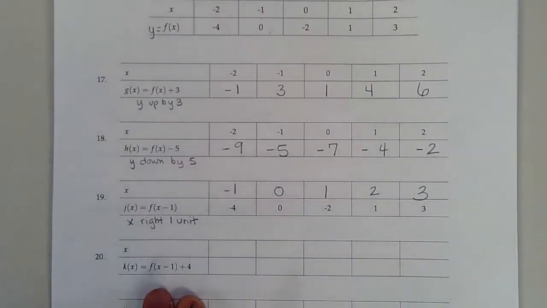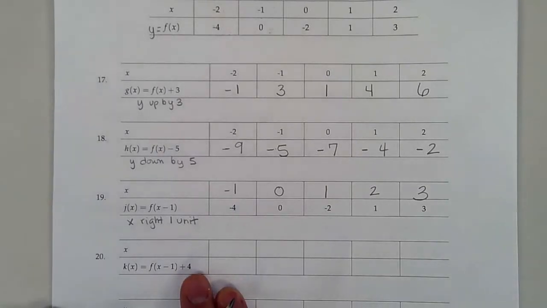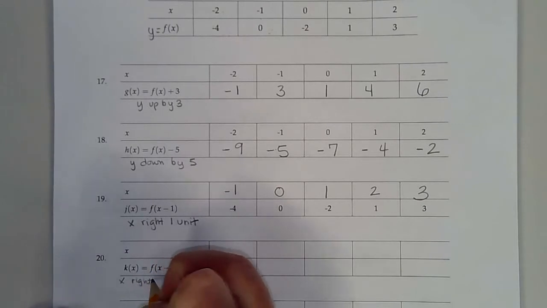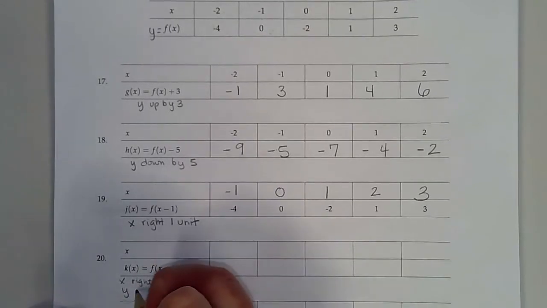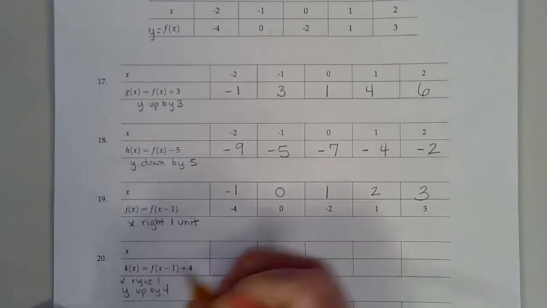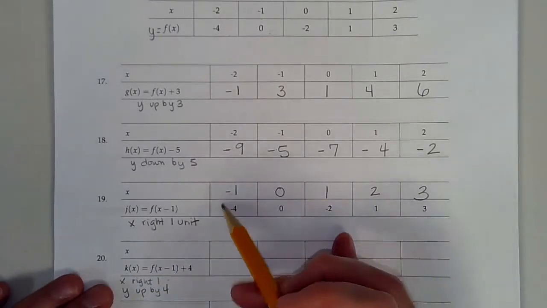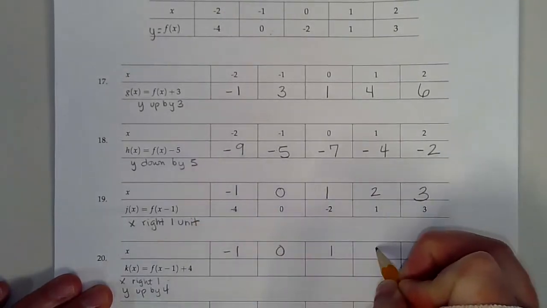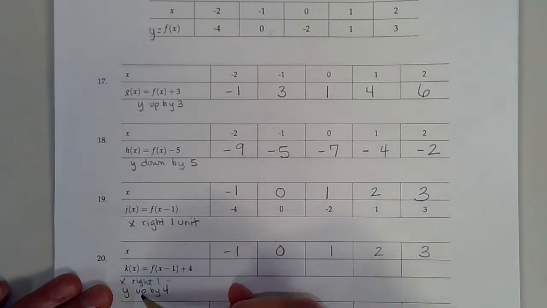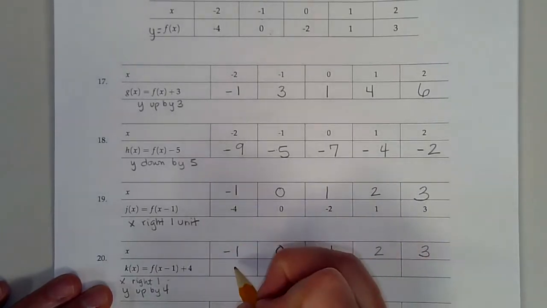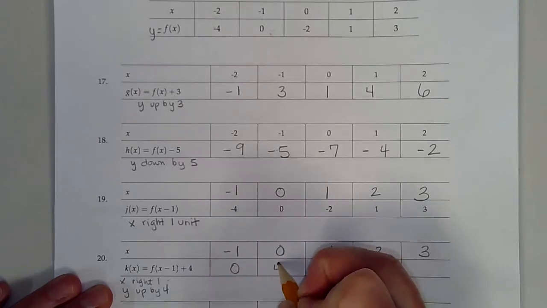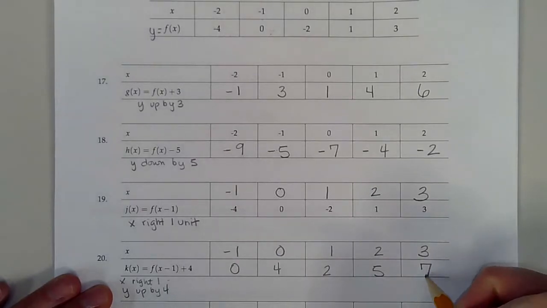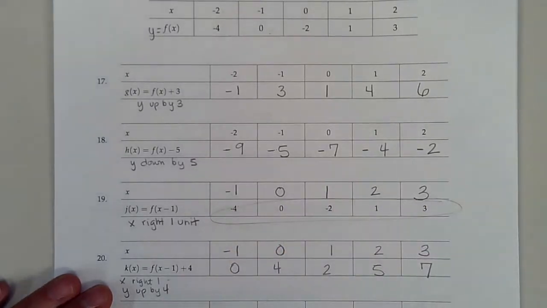So we have that shift for x, and then we're shifting y up by 4. So this says x went right 1, which we already figured out, and y is going to go up by 4. So I already figured out that shift to the right up here. So I get to keep these x values I just found a moment ago. And my y values are all going to go up by 4. So that -4, if I add 4, becomes a 0. I get a 4, a 2, a 5, and a 7. So I just added 4 to each of these y values.